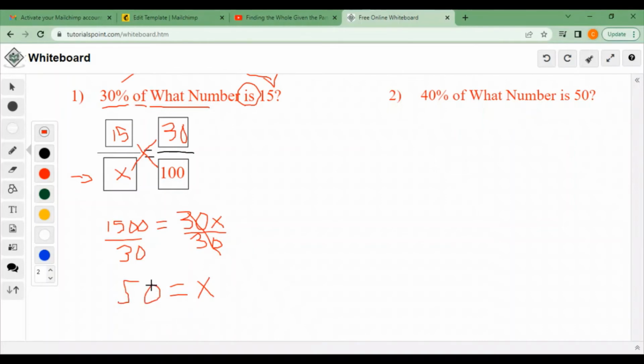That's an ugly looking 5, but that's a 50, okay? And so we have done it. 30% of what number is 15? Well, that answer is 50. If you took 30% of 50, you would get 15, all right?